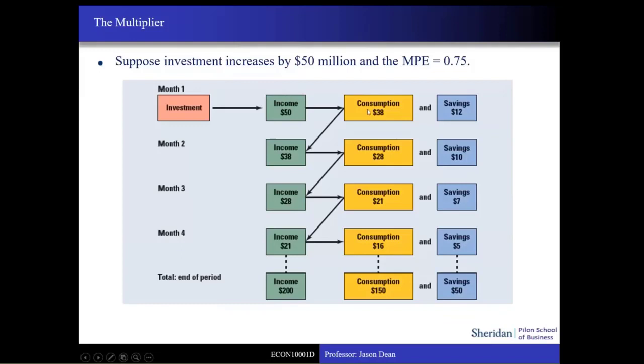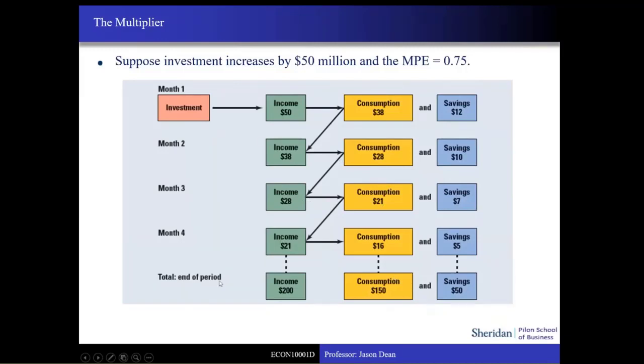They're going to consume $38 million because of the marginal propensity to consume. So we're saying they would consume 75%. 38 is 75% of 50, and they're going to save the rest. But now they're going to consume this, so it's being spent, and it's going to become income to other people. They spend 75% of it and save the rest. Now this 28 million is going to be spent again. 75% of it will be consumed, the rest will be saved, and so on.